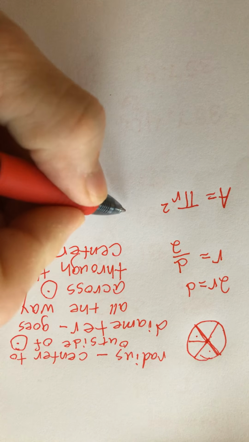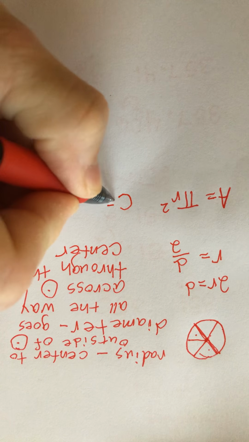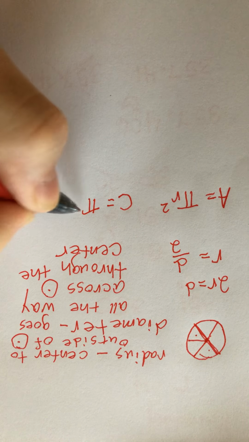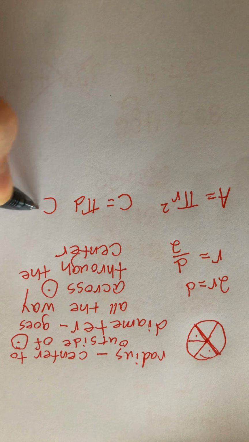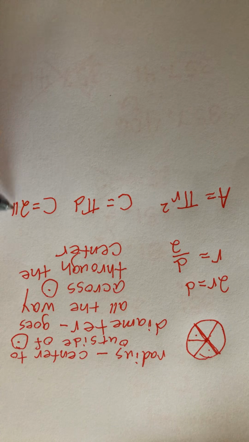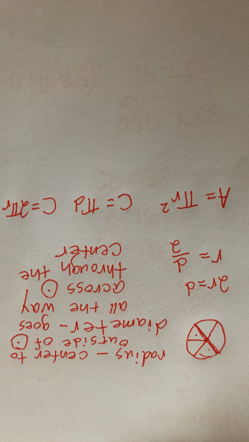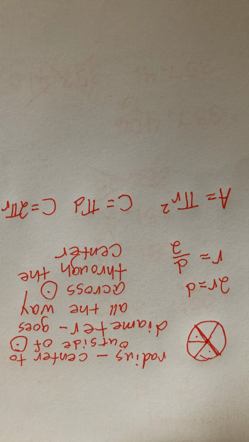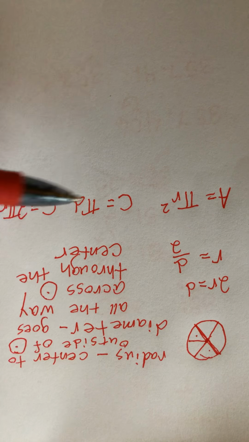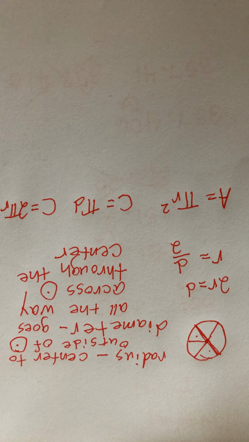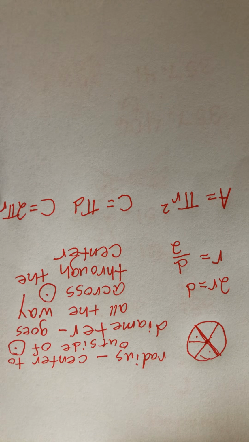All right, let's look at circumference. C equals pi d, and C equals 2 pi r. Now, either one of those will work. So if your problem gives you the diameter, use this one. If your problem gives you the radius, use that one.